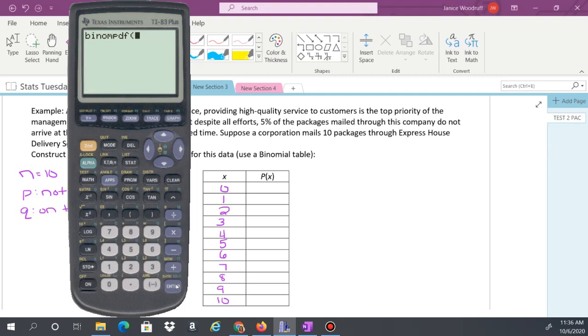That's what you want. Now, if you have the 83, it's going to go like this. If you have the 84, it's going to come up with certain things. So in here, you want n, p, x. Okay, so here I would do 10, comma, my probability is 0.05, my p, and then my x. I'm going to do the first one, 0. Okay, that's going to give me a 0.599.